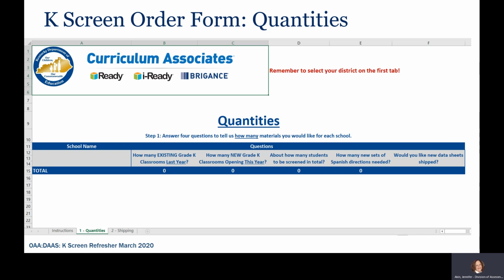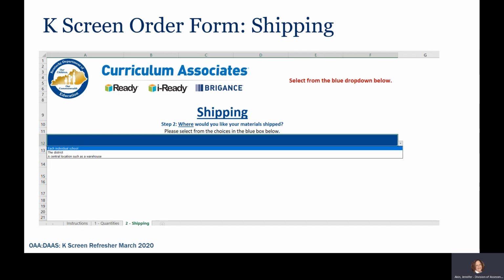The last column you would answer on this tab is, would you like new data sheets shipped? That's because some choose to screen on an iPad, tablet, or computer. If you choose that, simply choose no, you do not need a shipment. And of course, yes, if you did want data sheets. The final tab, the shipping tab, gives you options of how you would like those materials shipped. Would you want it directly to the district or a different location?